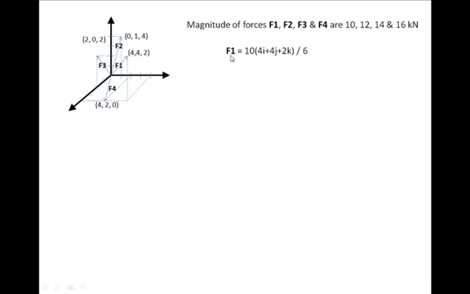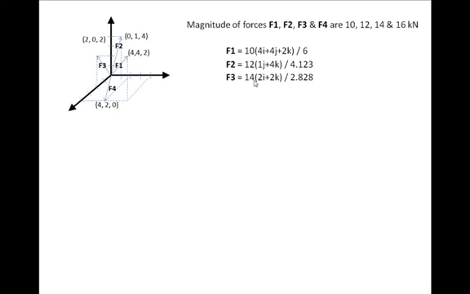the vector F1 will be given by the magnitude 10 multiplied by this 4i plus 4j plus 2k divided by 6, which is nothing but under root of 4 square plus 4 square plus 2 square. See, 4 square is 16 plus 16 is 32 plus 4, that is 36, under root 36 is 6. So this is a complete expression of F1 in the vector form. Similarly, F2. See, 0 minus 0 is 0. So it is 1j plus 4k divided by under root of 1 square plus 4 square.